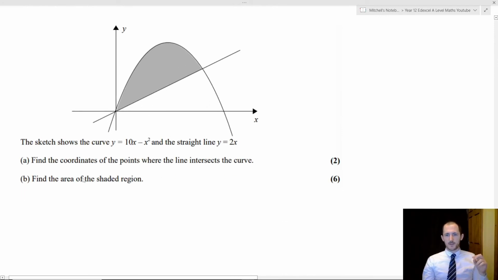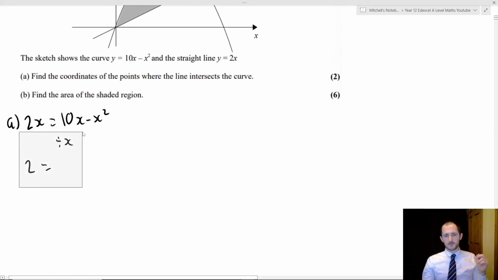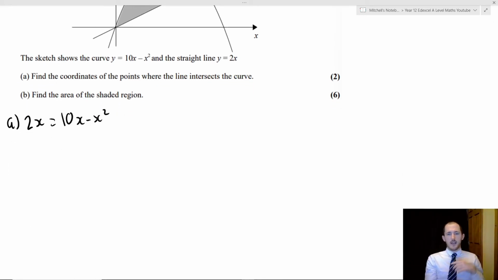We have 2 lines here. Find the coordinates where the lines intersect the curve. So once again, for these to intersect, they need to be equal to each other. So for part A, we have 2x equals 10x minus x squared. What I would do here is divide the whole thing by x, so we get 2 equals... Actually, before we do that, if we bring everything to one side, let's move everything to the other side, so we have x squared minus 8x equals 0.